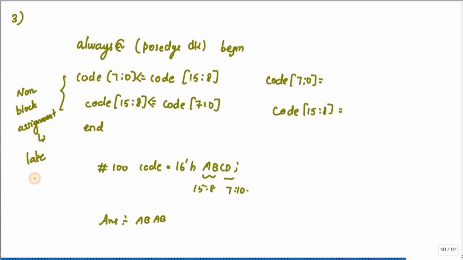So here the rest of the code is the same. So here since code[15:8] is AB, it is assigned to code[7:0]. So code[7:0] initially is CD, so that is directly applied to code[15:8]. So code[15:8] is CD. So the answer is CDAB because the code is from 0 to 15, right?